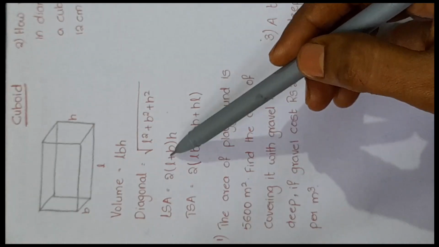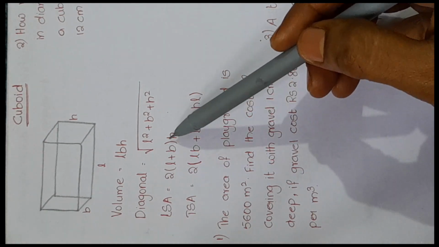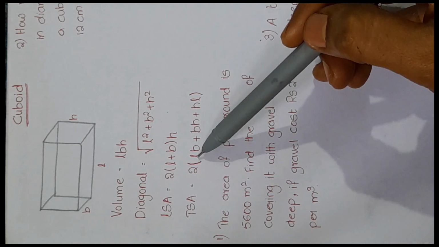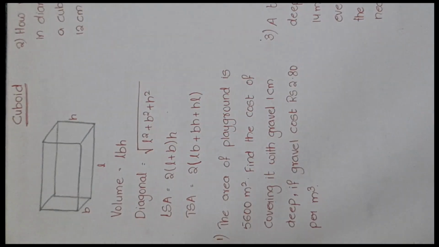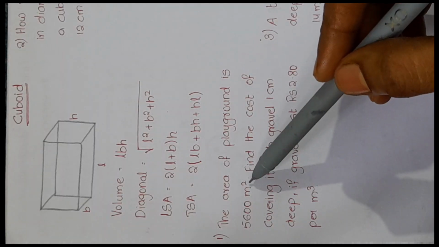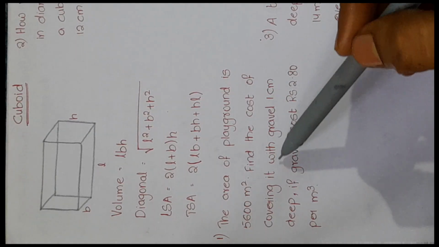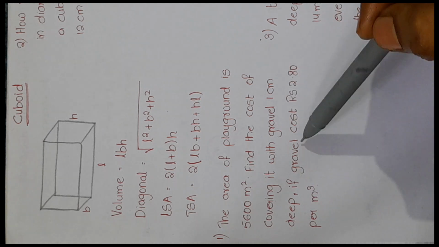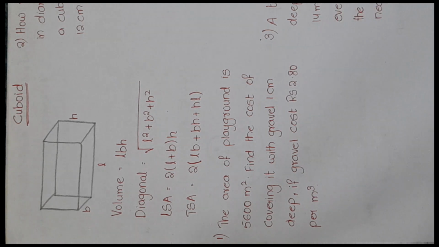Lateral surface area is perimeter into h, that is 2 into (L plus B) into h. Total surface area is 2 into (LB plus BH plus HL). First question, the area of a playground is 5600 meter square. Find the cost of covering it with gravel 1 centimeter deep if gravel costs rupees 2.80 per meter cube.